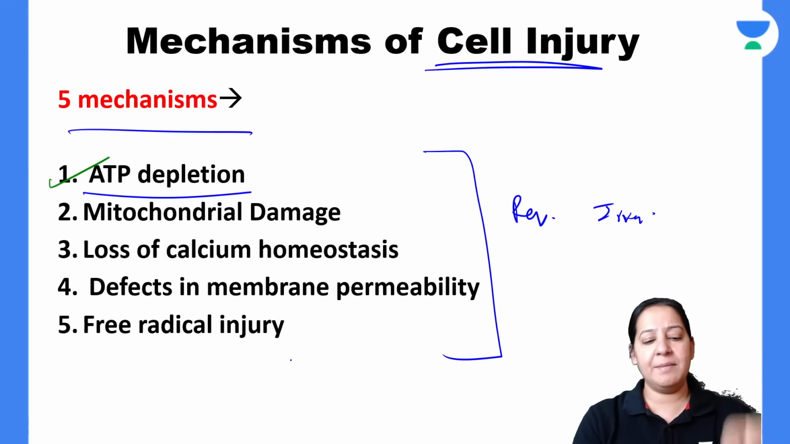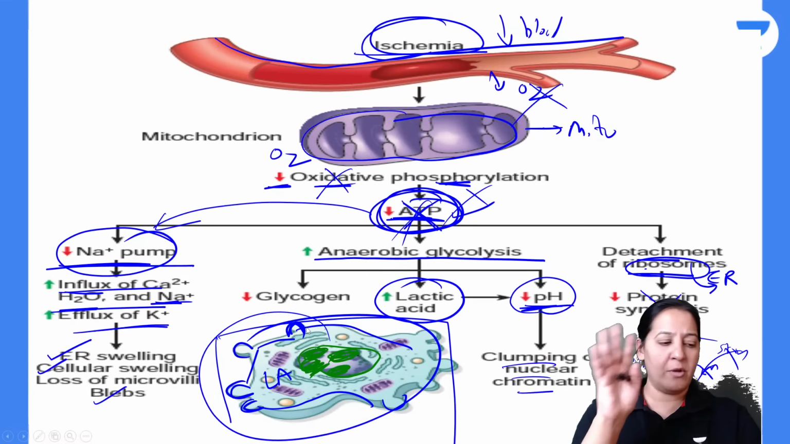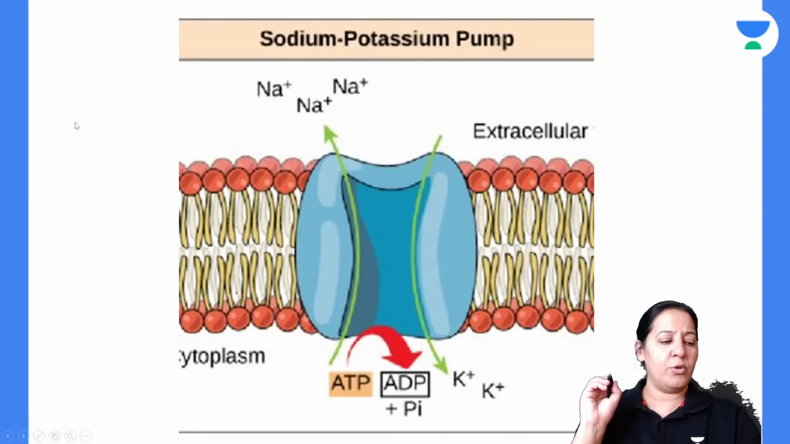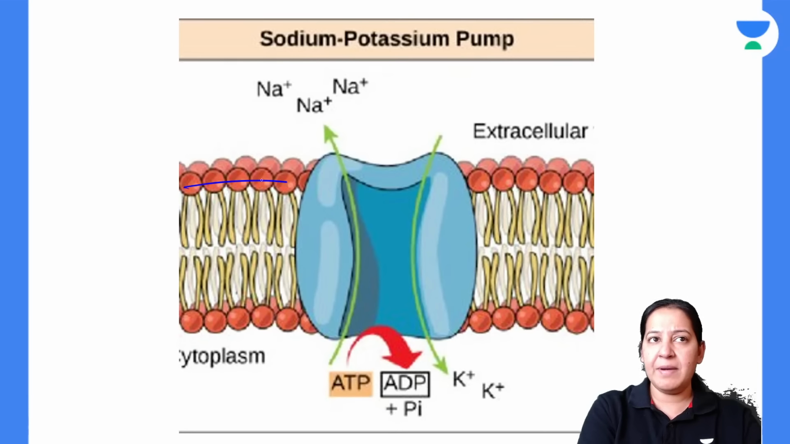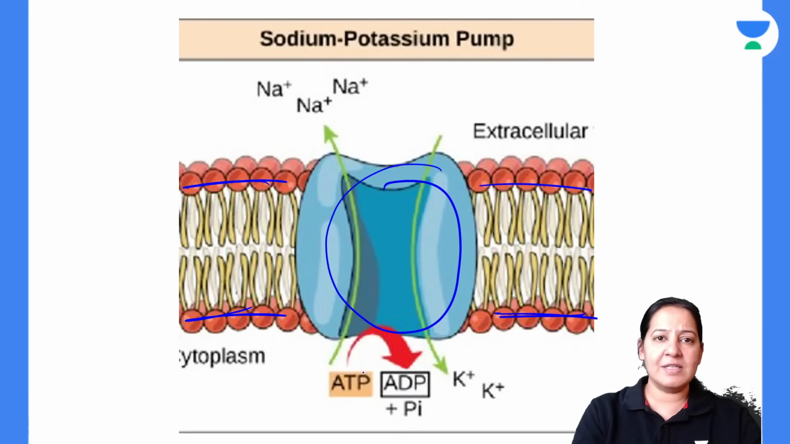So the first mechanism, ATP depletion, is done. You can see ATP depletion. The diagram from Robbins is in front of you. This is a diagram from Robbins. I hope you got this diagram, right? This is the sodium potassium pump. Can you see the cell membrane here in this diagram? This is a cell membrane. On the cell membrane, can you see this is the sodium potassium pump? Can you see it function in presence of ATP?